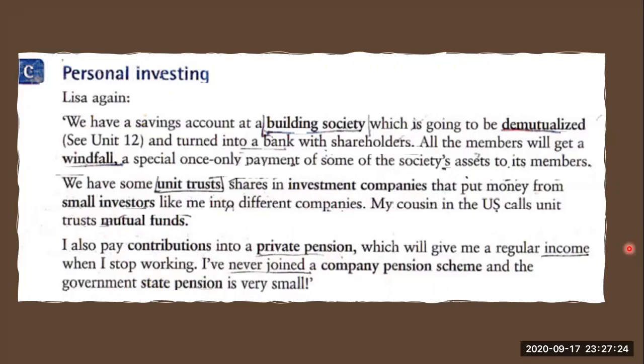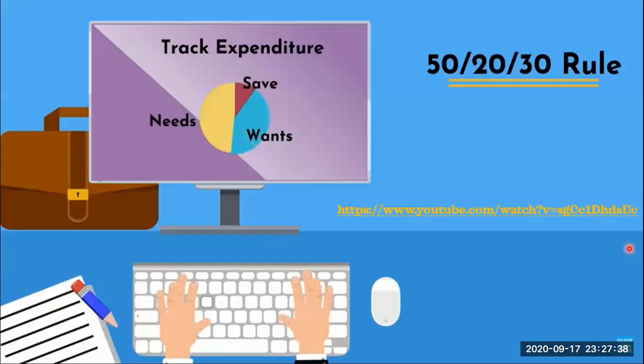Okay, so we talk about three things today: traditional banking, new ways of banking or modern banking, and personal investing. So after seeing this, I want to share with you this video, which is basically a recommendation on how you can save money, how you can handle your money. And this is the 50-30-20 rule, as you can read here.